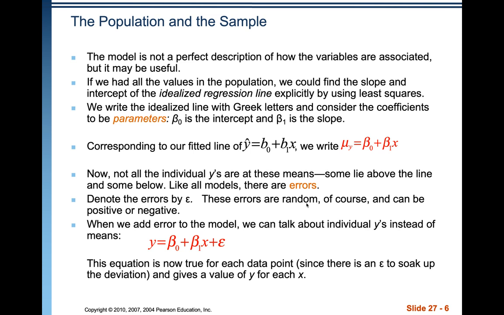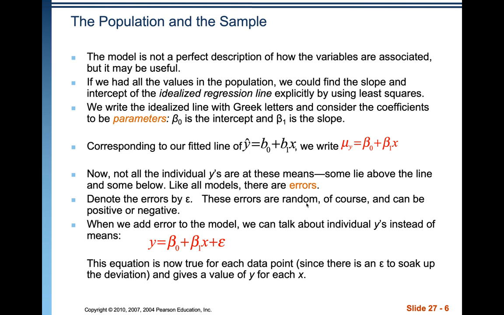Corresponding to our fitted line of y hat equals b0 plus b1x, or however you want to express that, a plus bx, if you want to do y equals mx plus b, as long as you put hats on the y's, you're all good. So for the ideal line, though, we do the mu of y is equal to beta 0 plus beta 1 times x. Now, not all of the individual y's are at the means.